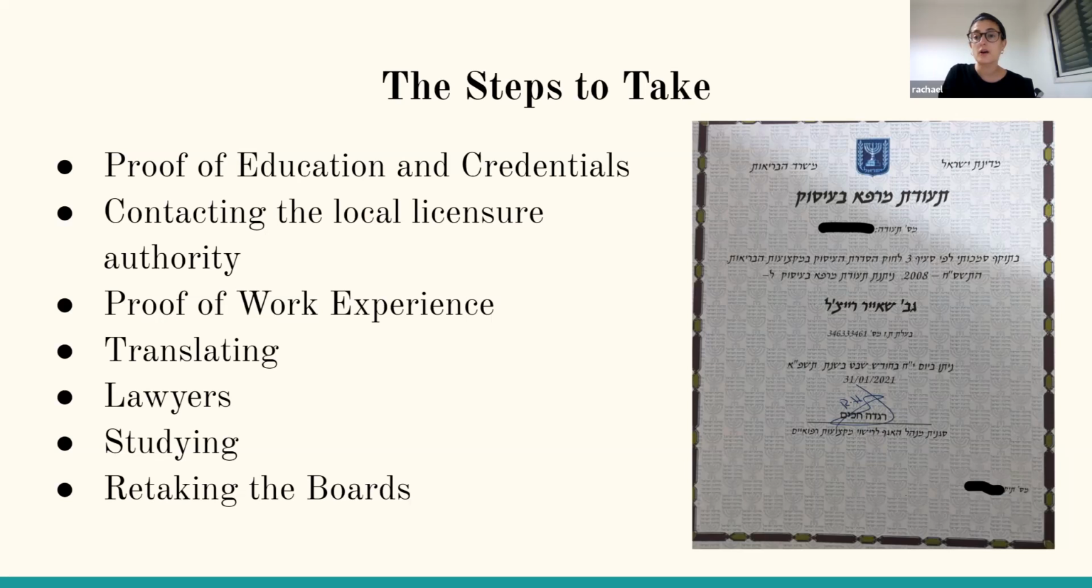I had to have proof of work experience from my then employer in Richmond. I also had to retake the boards. That was a bit of a bummer to find out. So I had to apply to take the boards. And then, of course, all of my paperwork, including diplomas, work experience, and transcripts, all had to be translated into Hebrew and notarized. So I had a lawyer in Israel, with the help of my husband. We got everything together and translated and then submitted to the local licensure authority.